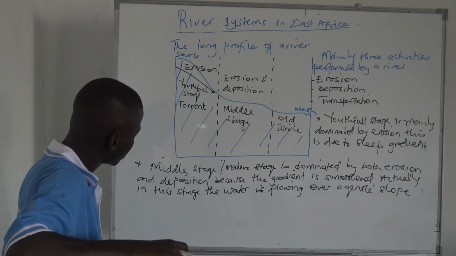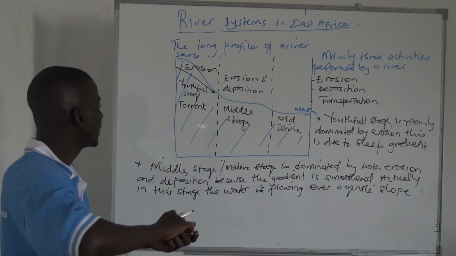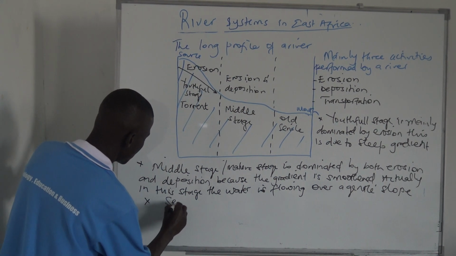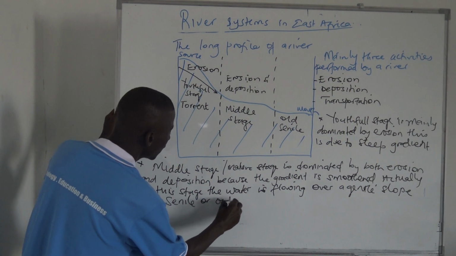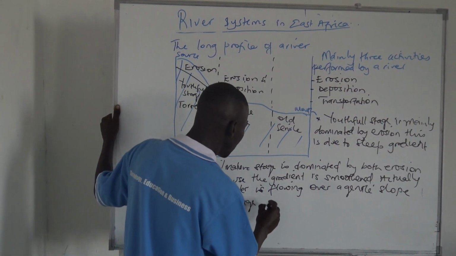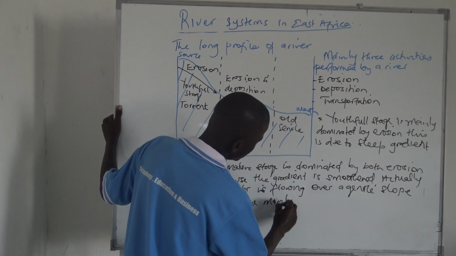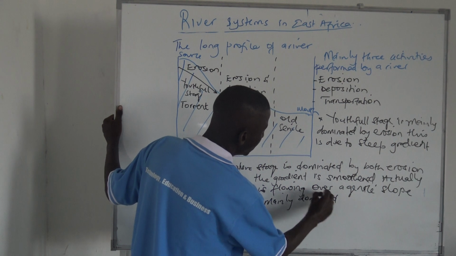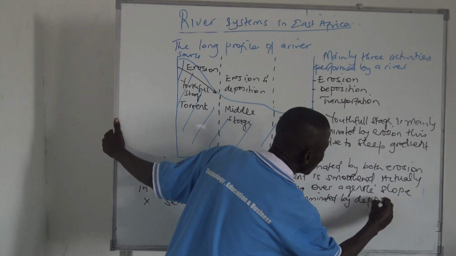Then, the third stage is the senile or old stage, mainly dominated by deposition this time. Is mainly dominated by what? By deposition.